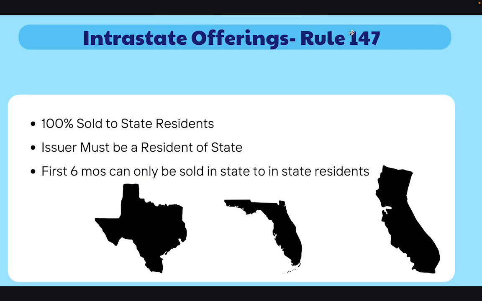Intrastate offerings, Rule 147. These are 100% sold to state residents. The issuer must be a resident of the state. And for the first 6 months, it can only be sold in the state to in-state residents. And actually, I'm going to talk about this again later, and it's going to look out of place, but that's okay. You'll forgive me. And here are the 3 largest intrastate states: California, Texas, and Florida.